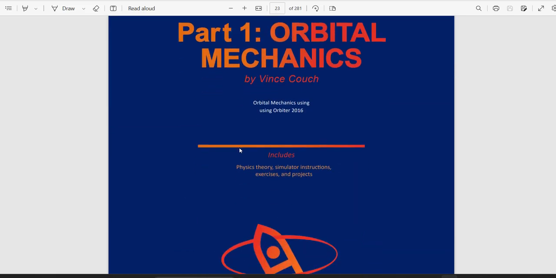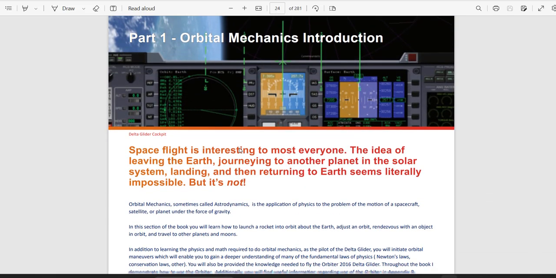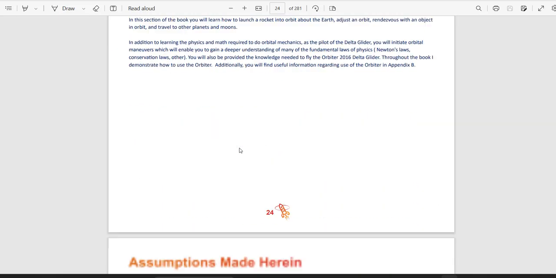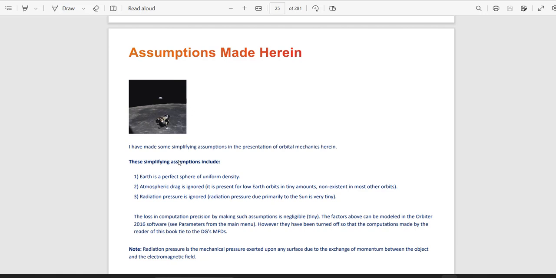Okay, so here's page 1 of the orbital mechanics part. It's on page 24 of the book. Okay, so assumptions I've made in this book and in the Orbiter 2016 defaults. They are simplifying assumptions, and they include Earth is a perfect sphere of uniform density.